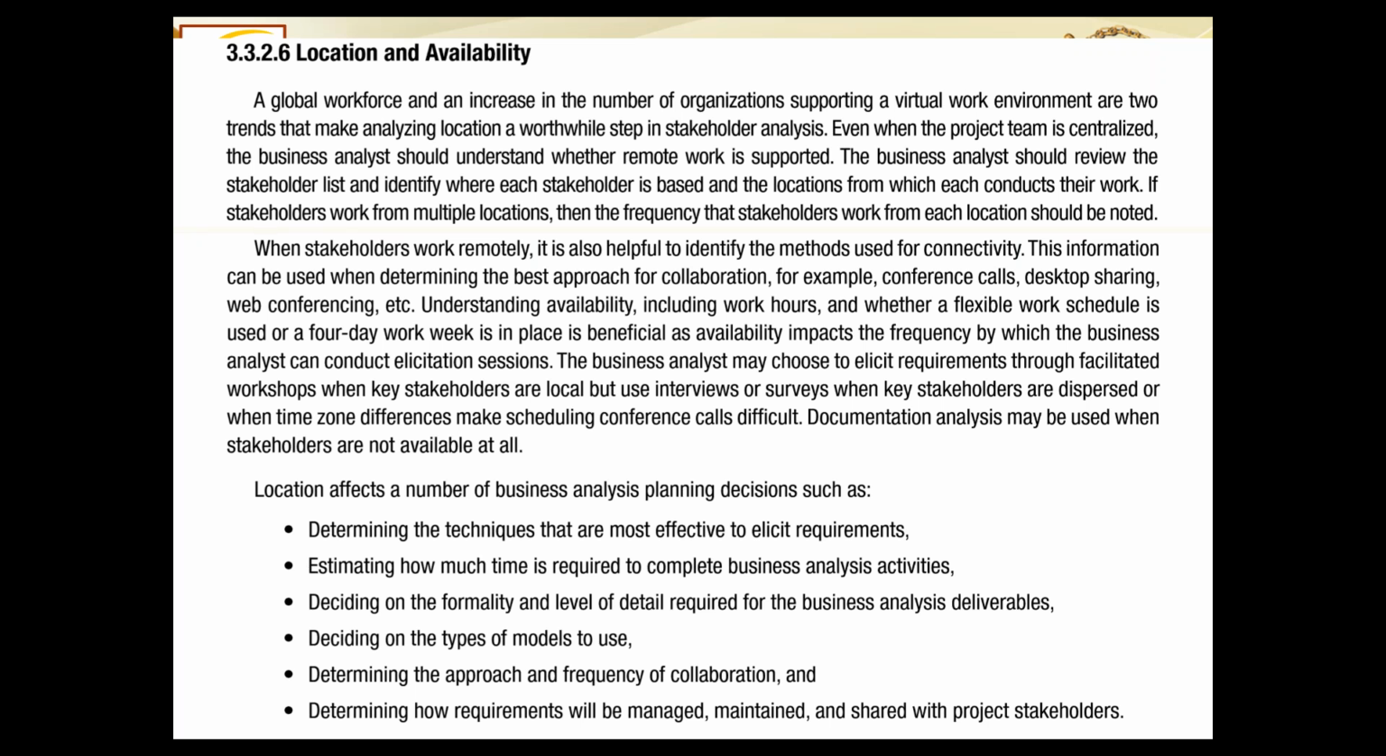So you have to devise a means. If somebody is not present for a meeting, I can always conduct a video conference with that person. So I must understand the location and availability of that person, and accordingly I can tailor all these things, although we understand all these items listed below are affected by the location.